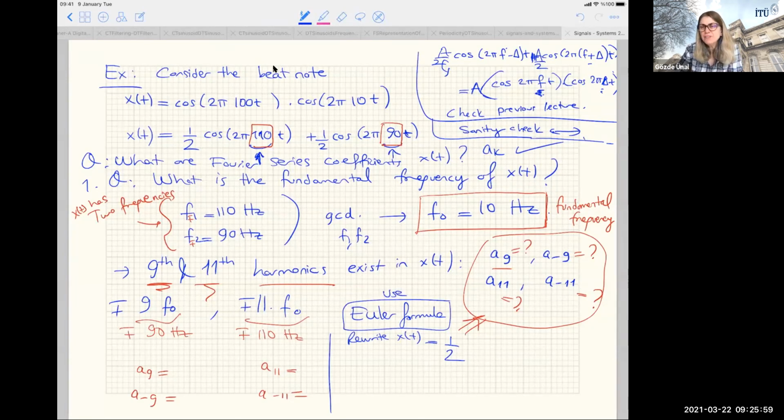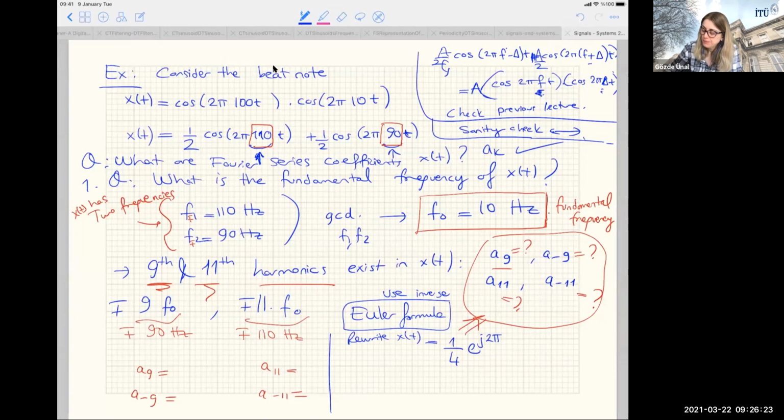1 over 2. This is the inverse Euler, of course. But I'm saying Euler just to mean either the forward or inverse formulas. 1 over 2 times 1 over 2, so it's really 1 over 4. And this is the inverse: 1 over 4, the complex exponentials. I'm trying to bring things to this e to the j 2 pi k f0 t form.